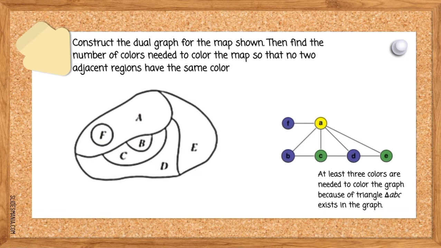As we can see in the left portion, we have A, B, C, D, E, and F. As we can see at the right portion, we have A, which is colored yellow, B, F, and D in violet, and the letters C and E colored green. So, at least 3 colors are needed to color the graph because triangle ABC exists in the graph.